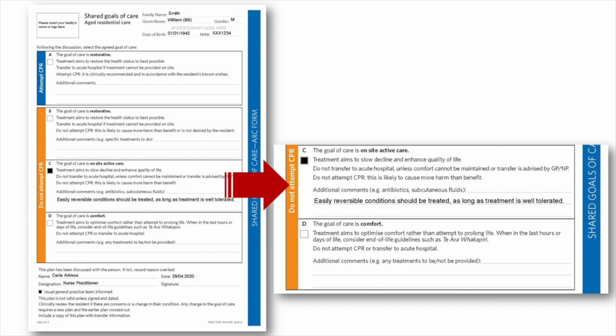At some point, we would no doubt shift to goal D, which is where we would focus only on his comfort and not trying to reverse anything. And that may become the case when his quality of life is much more limited.